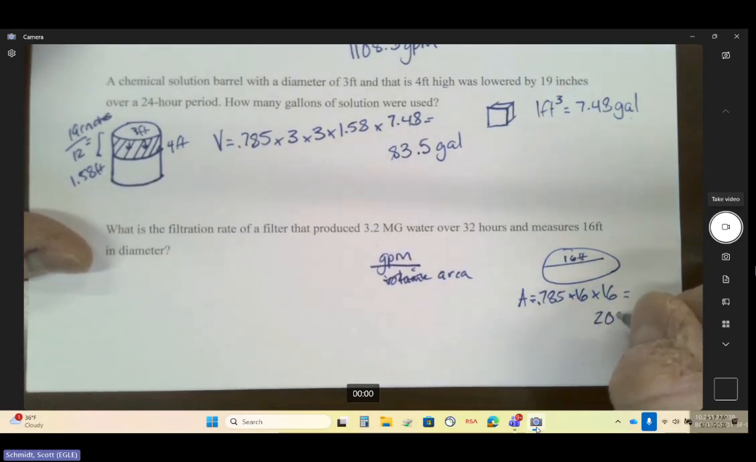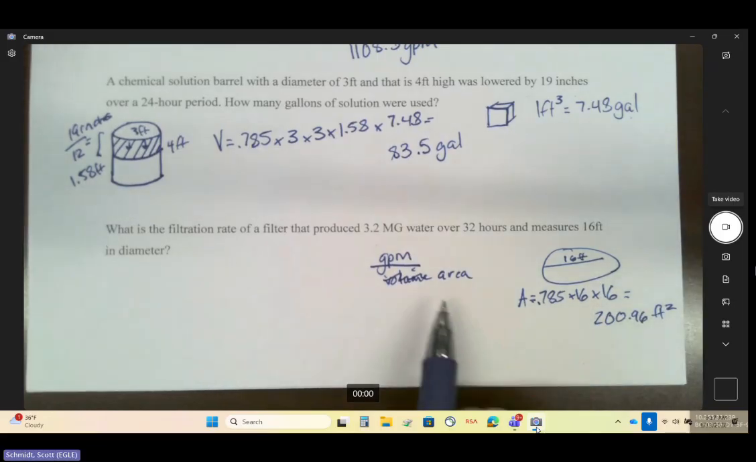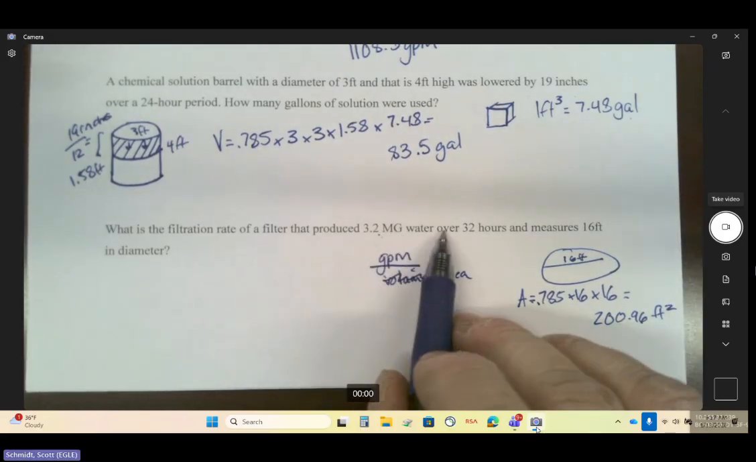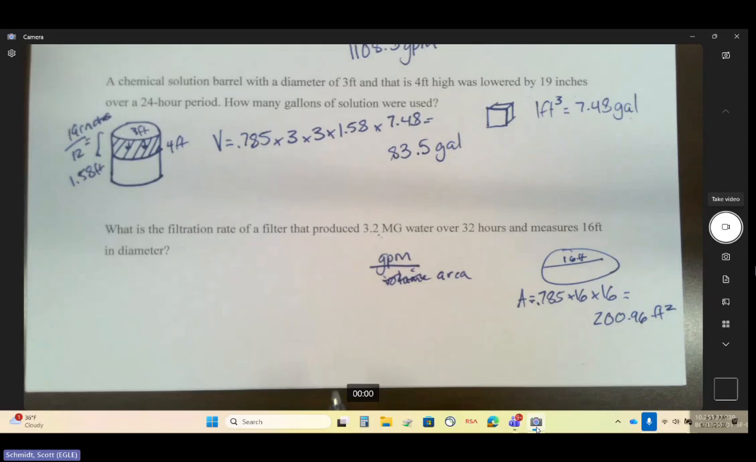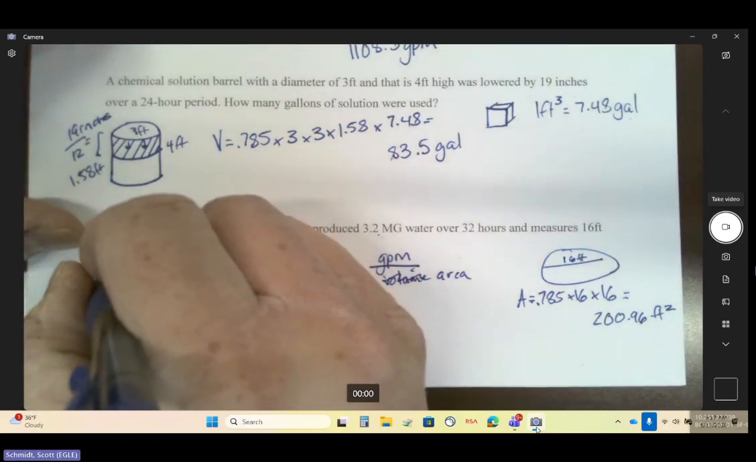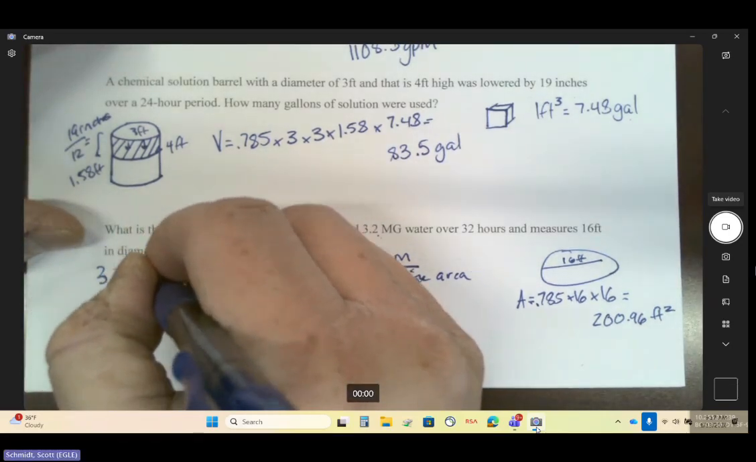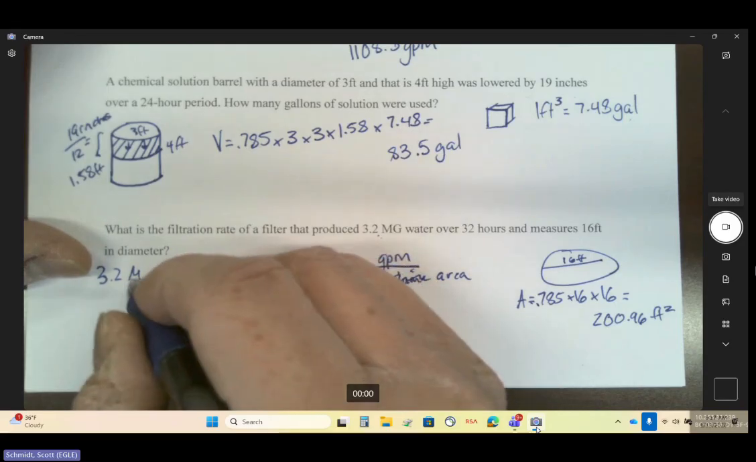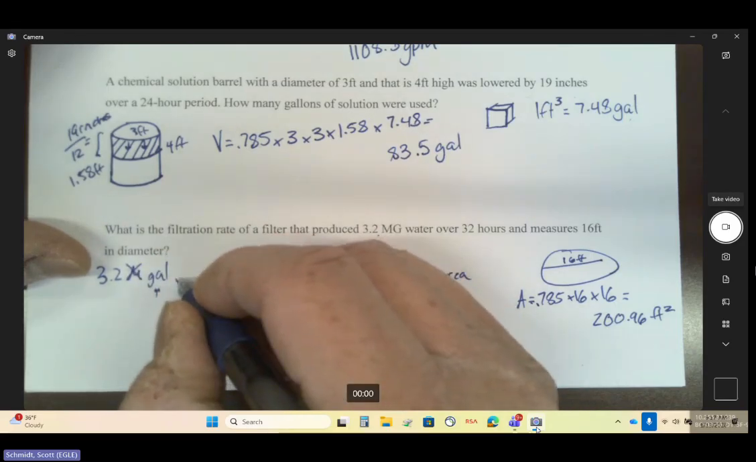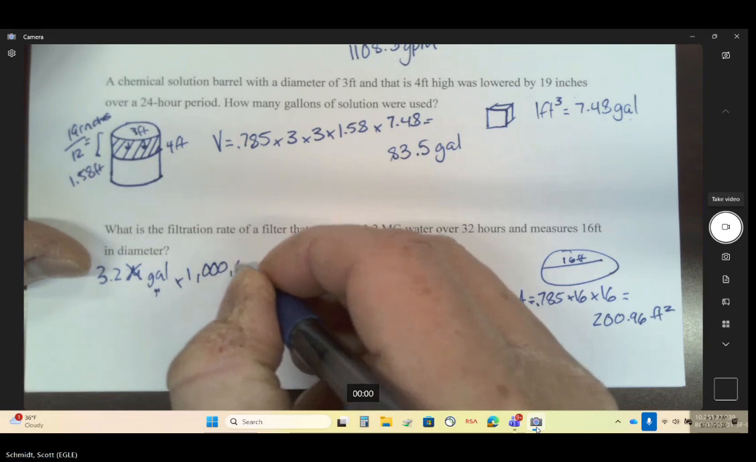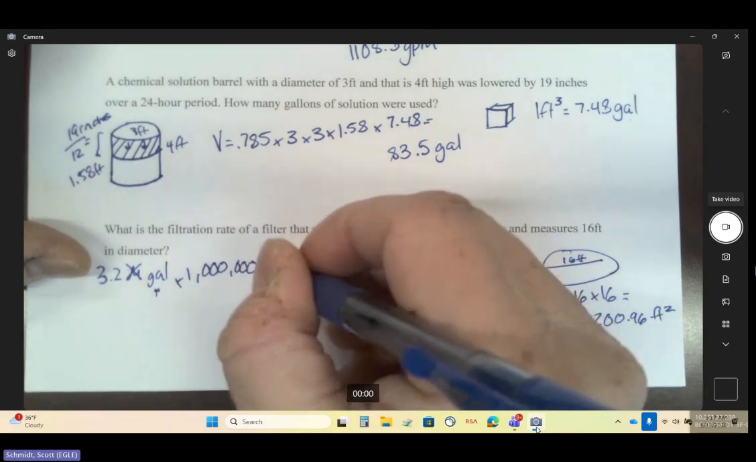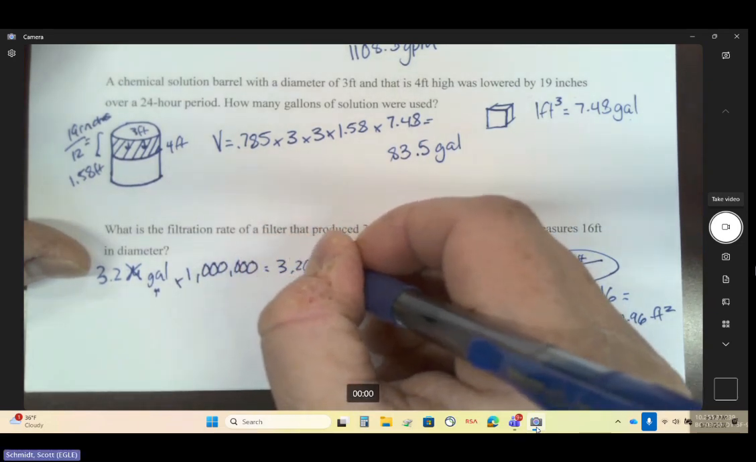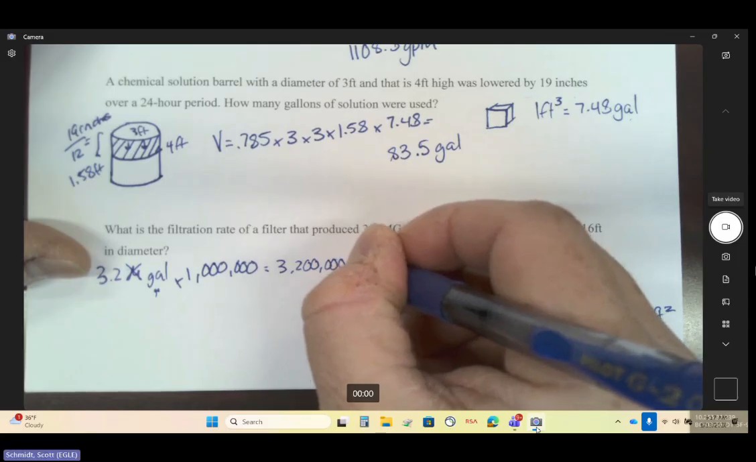So 200.96 square feet. The next thing here is I got to get 3.2 million gallons to gallons per minute. Well, first off, my 3.2 million gallons looks like this. You need to get it to gallons first. It means you got to get rid of this big M. And to do that, you have to multiply by a million. So this is going to be 3,200,000 gallons.